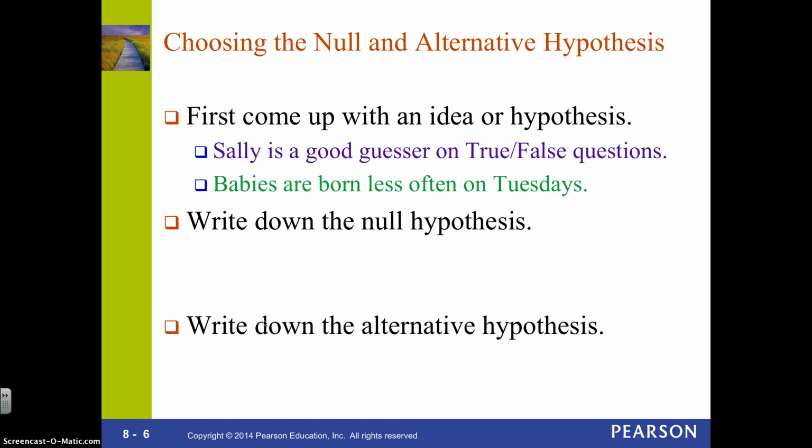So first we need to come up with an idea or hypothesis. So maybe we say Sally's a good guesser on true-false questions, or babies are born less often on Tuesdays. So once you do that, then we're going to write down the null hypothesis.